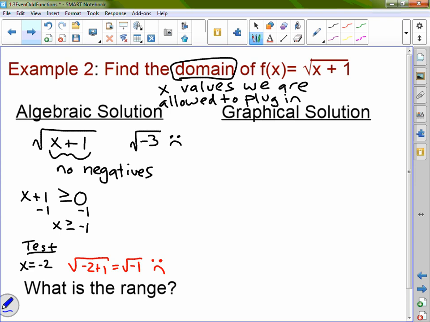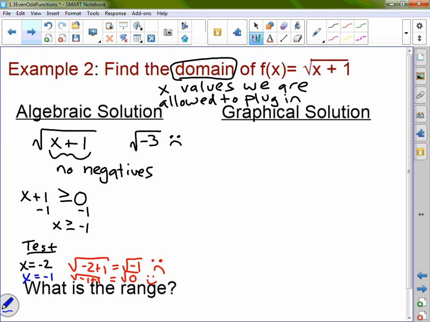If I try x is equal to negative 1, when I plug that in, I get the square root of negative 1 plus 1. Getting kind of close there. Which is the square root of 0. Can we do that? Oh yeah, 0 times 0 is 0. So we're allowed to do that. And anything bigger, if I plugged in 5, we'd be good. If I plugged in a billion, we'd be good. So that's how we find that algebraically when it's a square root.